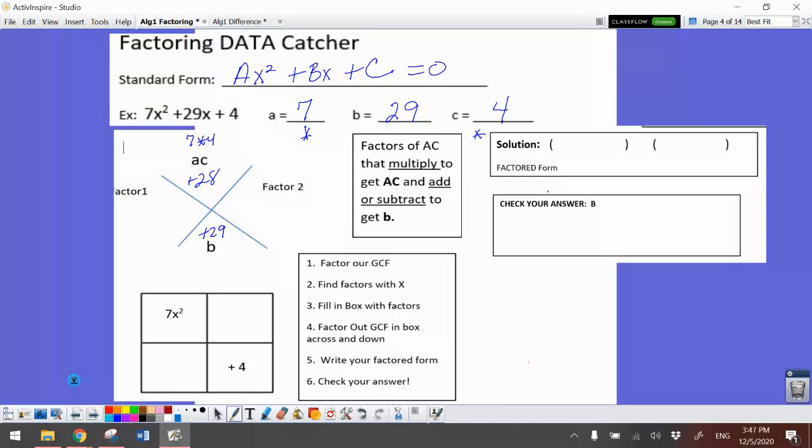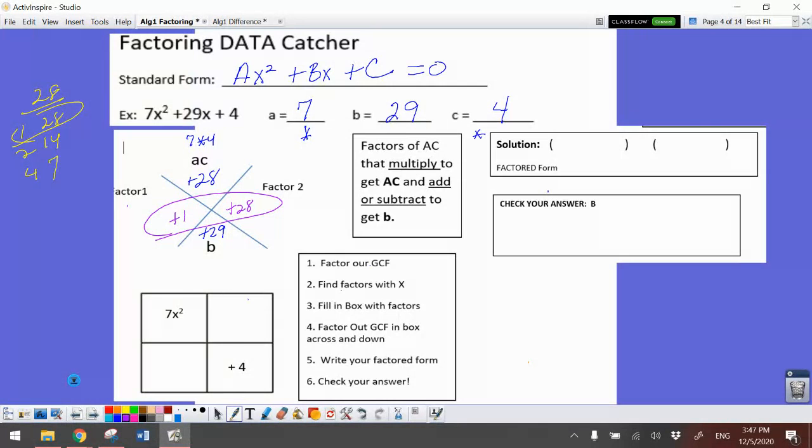So the factors of 28, I have 1 and 28, 2 and 14, 4 and 7. Well, how can I come up with 29? It has to be the 1 and 28. So positive 1, positive 28 is going to give me my factors. These are important because they are going to pull down into our boxes.